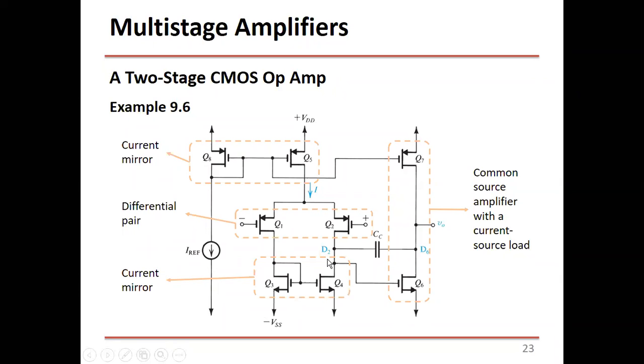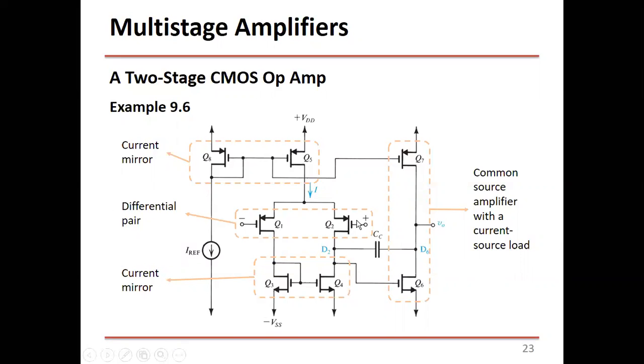Okay, and Q1 and Q2 are loaded not with resistors, but with another current mirror. So this is another current mirror. It's an NMOS current mirror. So this is a PMOS current mirror. This is an NMOS current mirror. The only difference is that the equation has the V threshold N and V threshold P. It's the same equations, but you have to be careful with the polarity and the values.